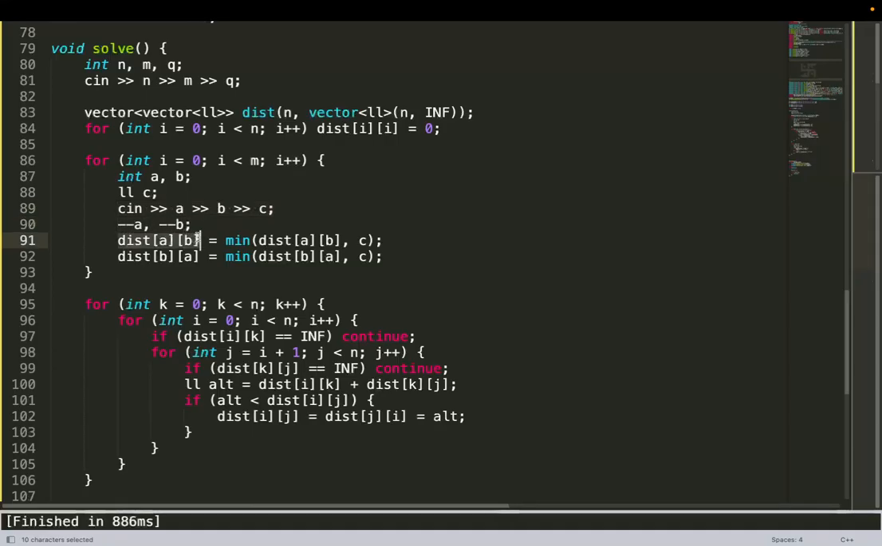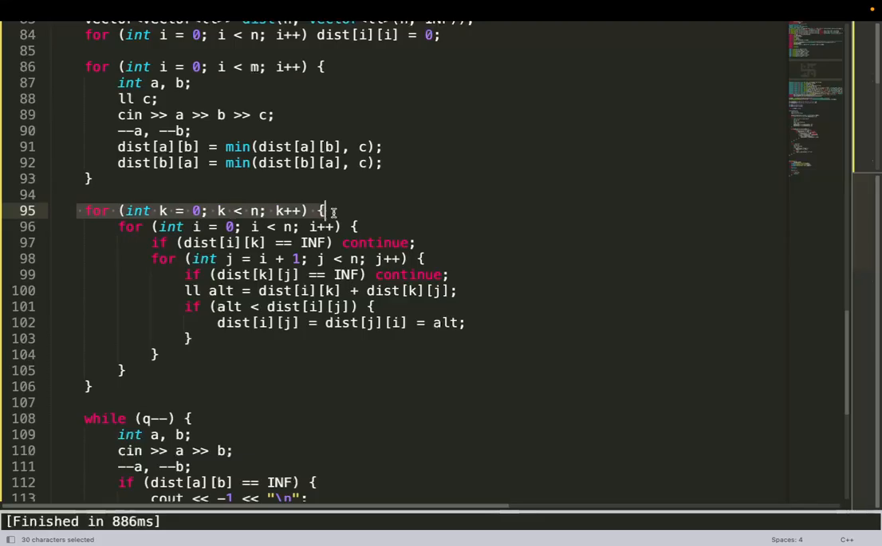Distance of A to B is the minimum of whatever the current distance is, comma this particular weight c, right? Because there is a direct edge from A to B that has a weight of c. And since it is given that it is a two-way road, basically the edge is bidirectional, the distance from A to B will be the same as the distance from B to A. So I'm updating the distance of B to A as well.